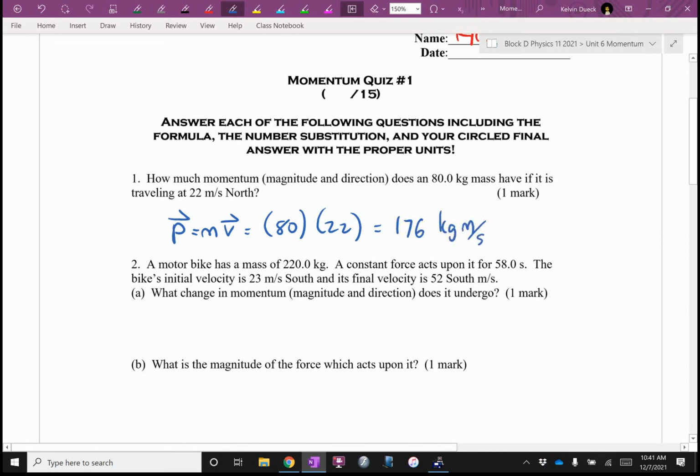That's the magnitude. This also wanted... I forgot a zero. Not 176. It's 1,760, Mr. Dewick, showing off doing math in your head, and you're off by a factor of 10. Wow. Kilogram meters per second. Direction. So I would give you half mark for the magnitude, half mark for the direction.